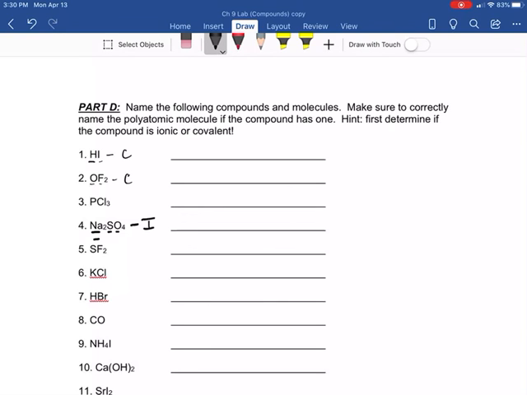So, whenever you go to name this, you have like hydrogen. If ever the first element doesn't have a number below it, a subscript, if there's just one of them, then you just name the element. And then for the second element, even if there's just one of them, you have to put a prefix no matter what. So monoiodide.